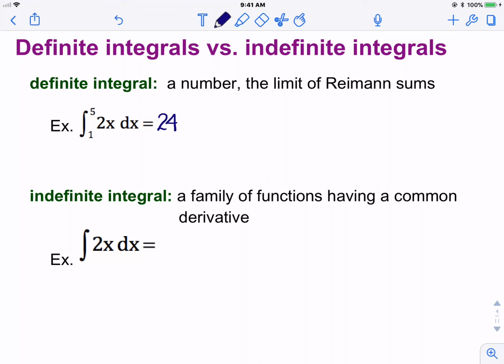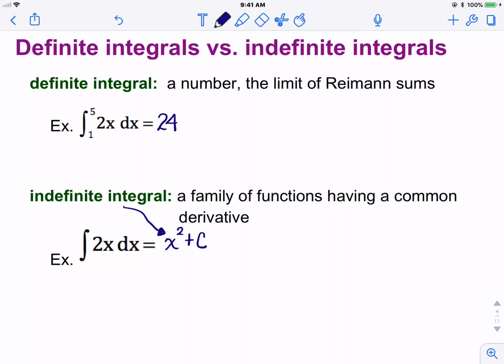We're working with indefinite integrals now, those general solutions, and it's a family of functions that have a common derivative. So the answer to the indefinite integral of 2x would be that family of functions x squared plus a constant, which all have that same derivative. So my indefinite integral is the answer to that.